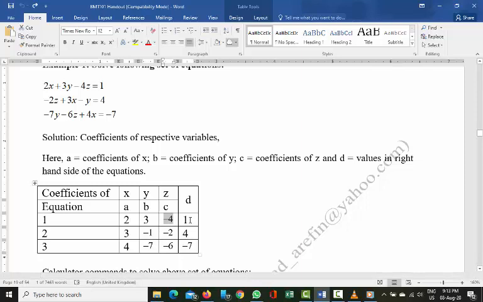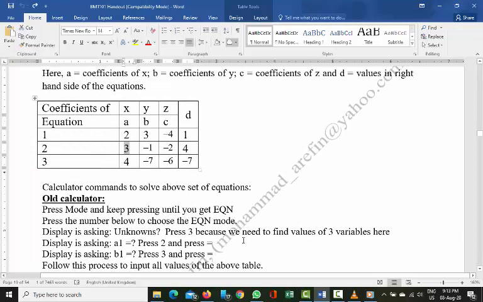So now the question will come, A2 question mark. That means the calculator wants to know the value of A in the second equation. So similarly, you should input all the values of these equations. After you input all the values, you should press equal again, and then you will get x, the value of x.